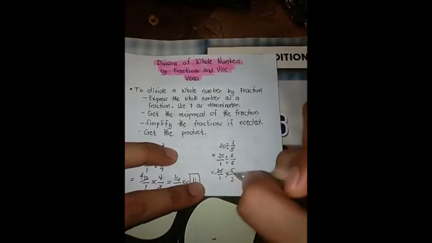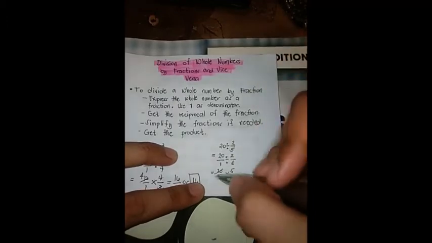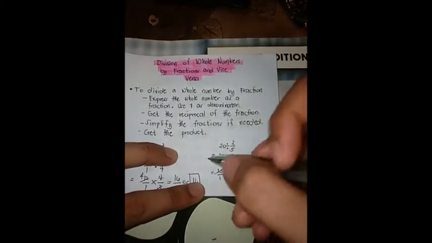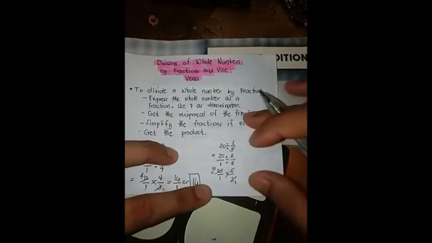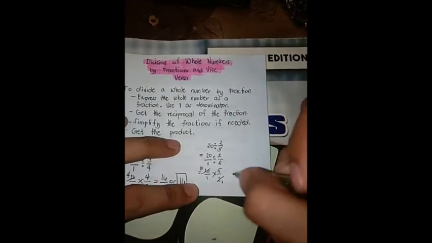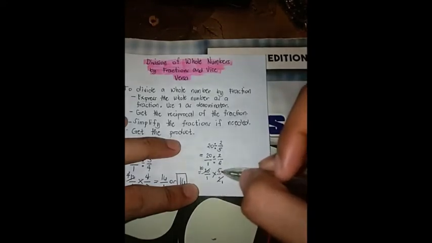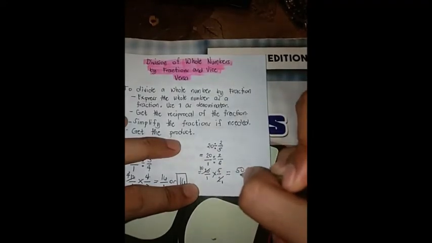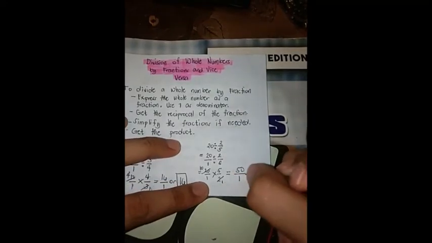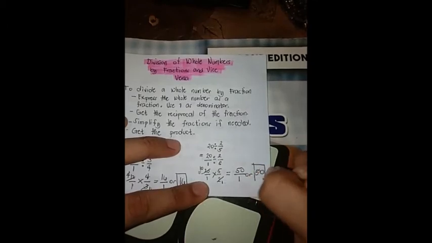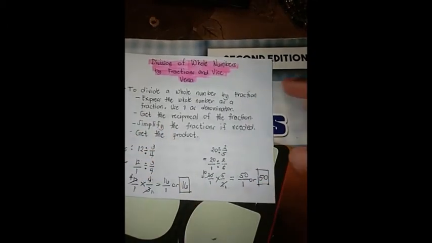Cancellation method pa rin tayo. 20 and 2, pwede siyang makancel by 2. So, 20 divide 2, we have here 10. And then 2 divide 2, we have here 1. Kapag minultiply na natin, 10 times 5, we have here 50. And then 1 times 1, we have here 1. Then simplify. Therefore, meron tayong 50 na whole number. Ganyan lang siya kasimple.